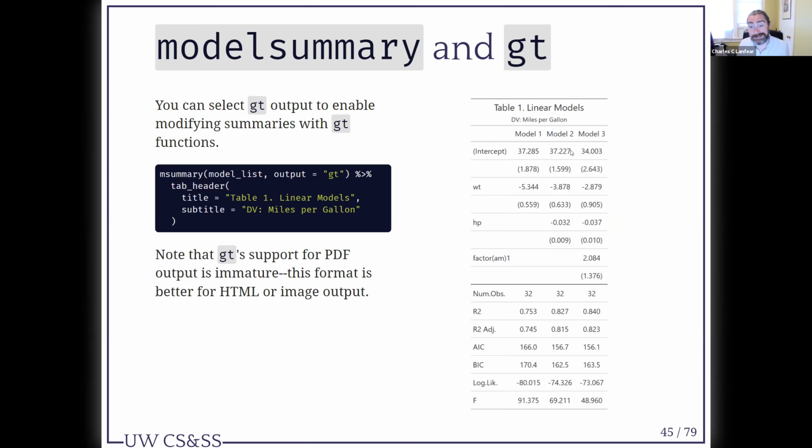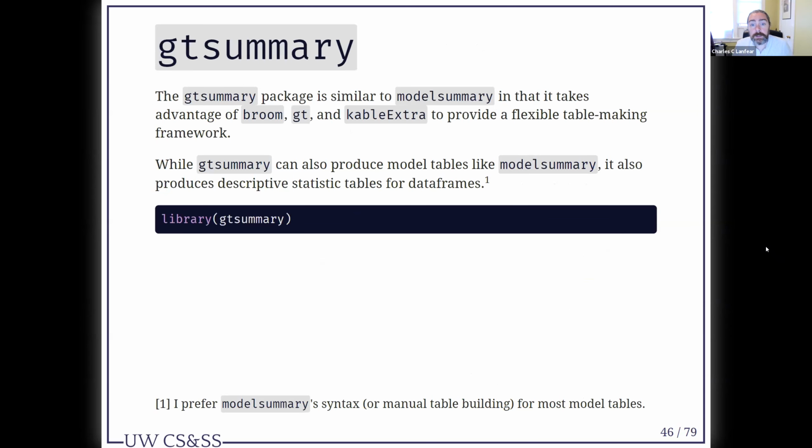Honestly, you could probably get by entirely in Flex Table across all those formats if you needed to. I just really like certain GT features. Okay. So another package I want to talk about is GT Summary. GT Summary is similar to Model Summary in that it takes advantage of Broom, GT, and Kable Extra to make a flexible table making framework.